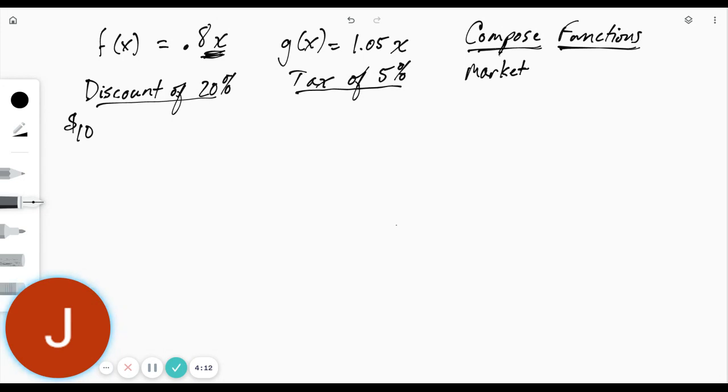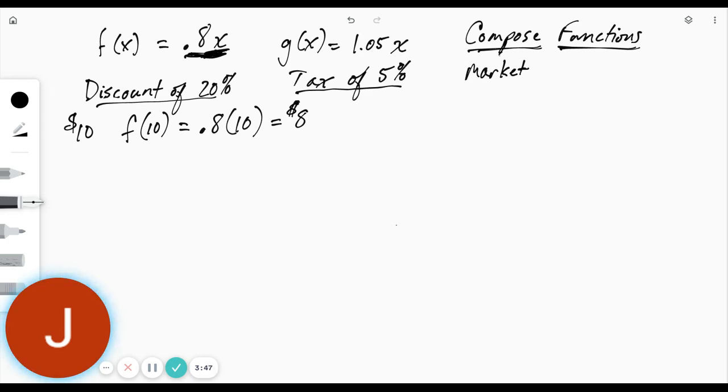What's our final price if our discount is 20%, which means it's really 80% of the item's cost, which we're representing with X, is going to be our price. So we take F of $10, and that's 0.8 times 10, and that gives us $8. That's the cost. Let's say we bought a shirt and it was $8.